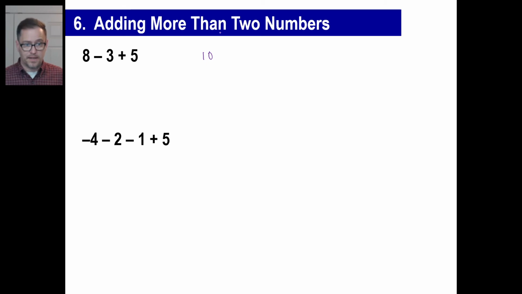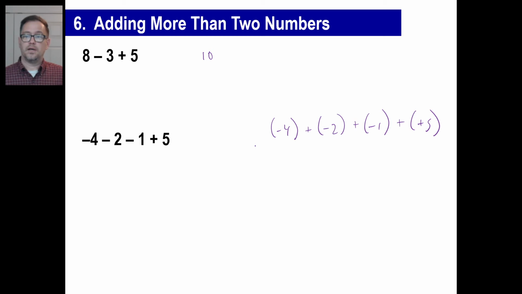Negative 4 minus 2 minus 1 plus 5. Now, again, do you like parentheses in there? Feel free, stick them in there. Okay, that's all right. You don't have to, though. In other words, you could write this same thing. You could go negative 4 plus negative 2 plus negative 1 plus positive 5. Ooh, I hear that thunder. Okay. It doesn't matter. If you like parentheses, great. Do them. If you don't, just do it.